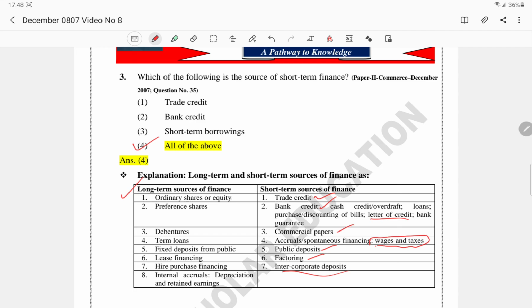In the long term: equity, preference, जिसको हाइब्रिड भी बोलते हैं, hybrid preference is known as hybrid securities. Then debentures, term loans, fixed deposits from public, lease financing, hire purchase financing और internal accruals, जिसमें दो मेन example हैं: depreciation and retained earnings. Okay, so it was all about short term as well as long term sources of finance.